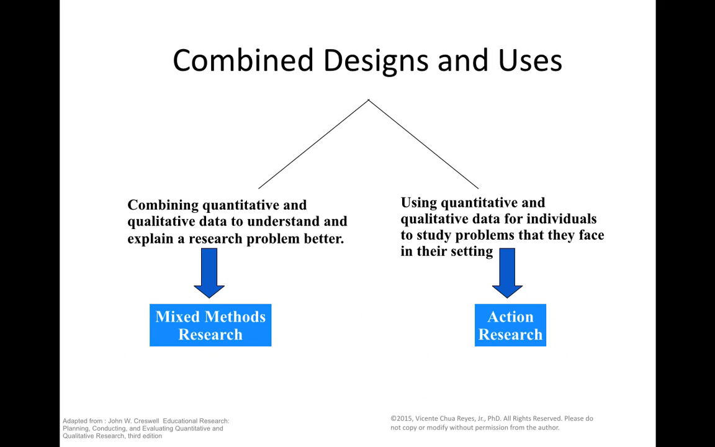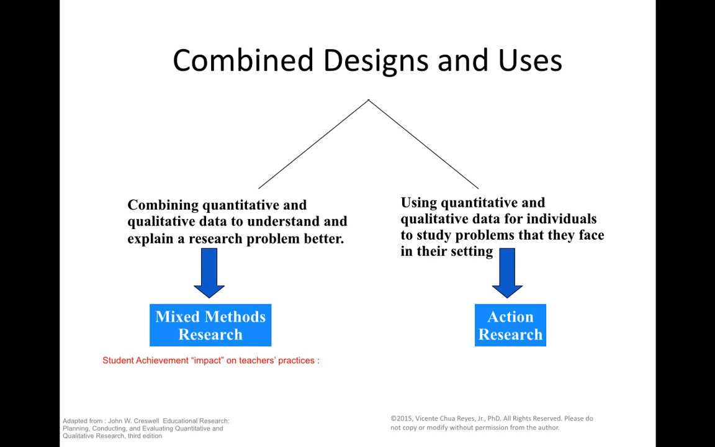Of course, you have combined designs and uses, of which there are two main ones. One would be mixed methods research, where you combine quantitative and qualitative data to understand and explain a research problem better. And then you have action research, using qualitative or quantitative data for individuals to study problems that they face in their setting. The main difference, mind you, is that in action research you're solving a problem. It's very practice-based, it's context-based. For mixed methods, it may solve a problem or it may not. So there's no preoccupation for mixed methods research to actually solve a problem.